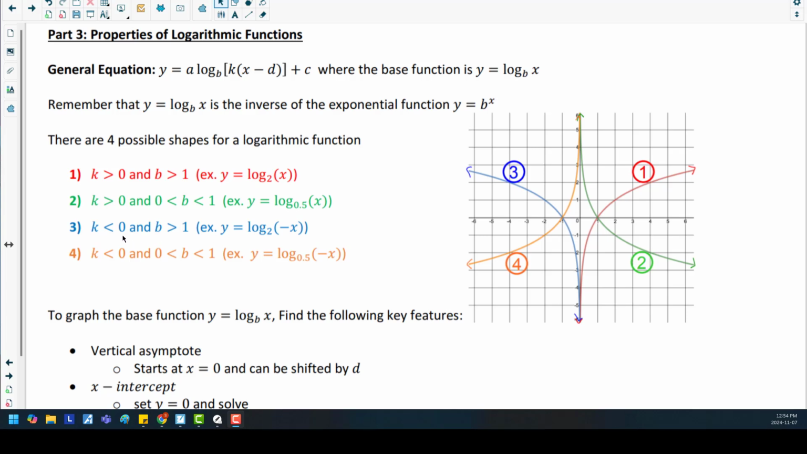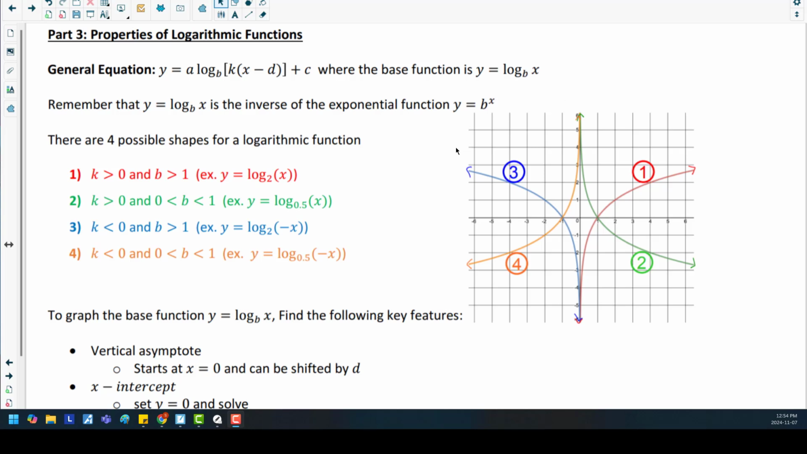Example 3, when k is less than 0, and b is greater than 1, so k is negative. An example of that is log base 2, and brackets negative x. And this function is going like this, and it's going down, so it's also decreasing. And finally, example 4, where k is negative or less than 0, and b is between 0 and 1. So y equals log base 0.5 of negative x. And that is shown by this yellow graph, and it's kind of increasing. It's going up, up, up, up.